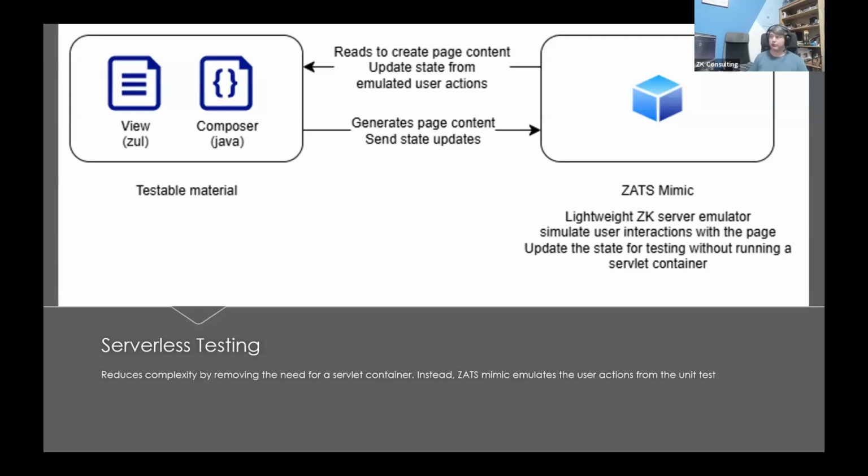Everything that a user can do, anything that can be sent from the client side, ZATS can act as a proxy for. And on the output side of things, ZATS is going to let you look at your components, see how they've been modified by the user actions, and lets you verify that those modifications are what you expect. And if they are, you pass the test. If they're not, you fail the test, and you have good information that something went wrong.